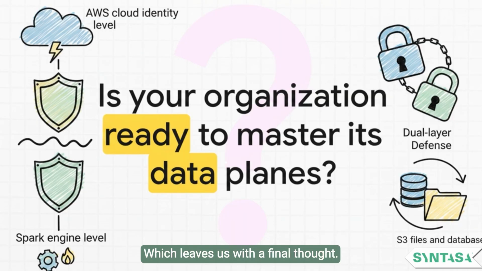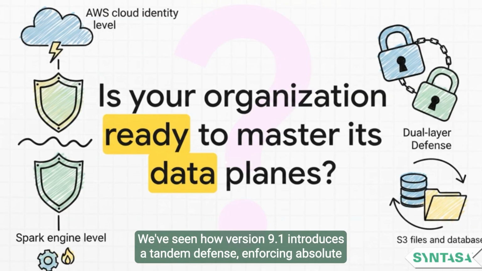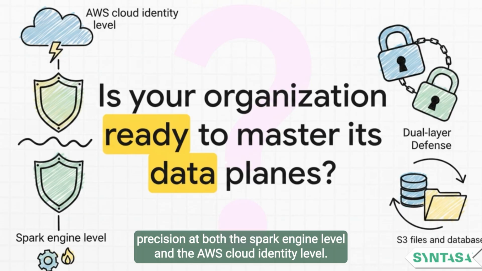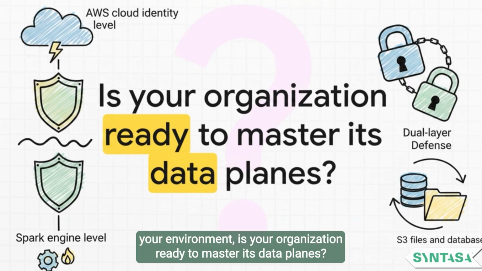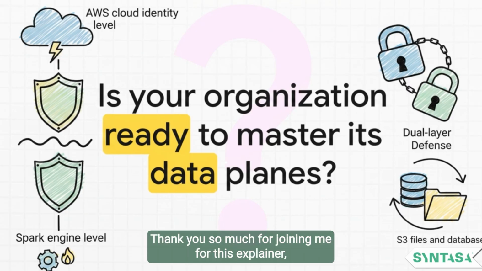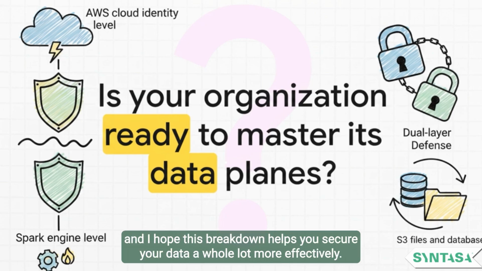Which leaves us with a final thought. We've seen how version 9.1 introduces a tandem defense, enforcing absolute precision at both the Spark engine level and the AWS Cloud Identity level. With these powerful new dual-layered defenses actively protecting your environment, is your organization ready to master its data planes?